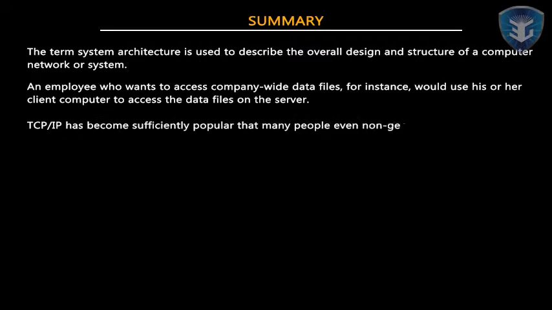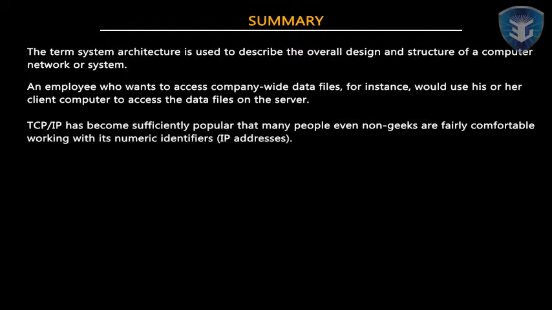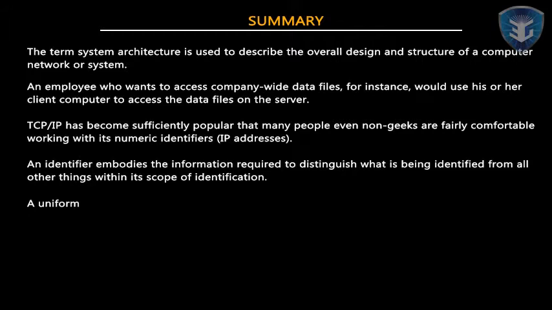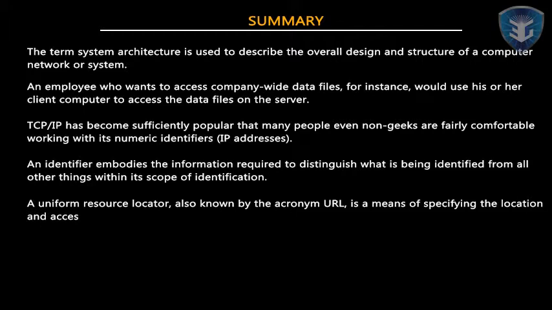TCP/IP has become sufficiently popular that many people, even non-geeks, are fairly comfortable working with its numeric identifiers, IP addresses. An identifier embodies the information required to distinguish what is being identified from all other things within its scope of identification. A uniform resource locator, also known by the acronym URL, is a means of specifying the location and access method of an object on the Internet.